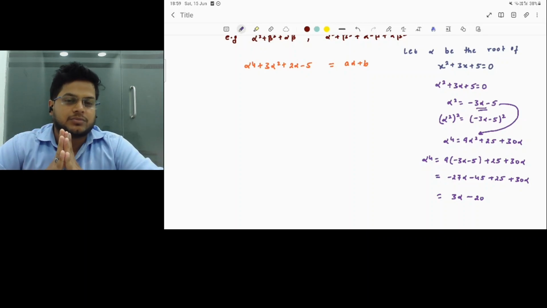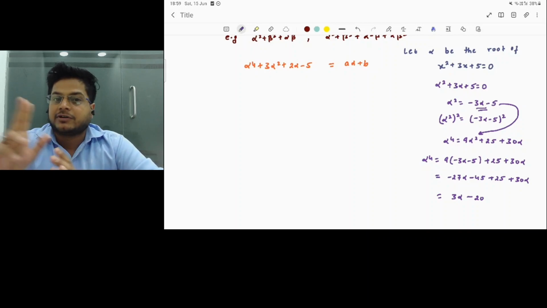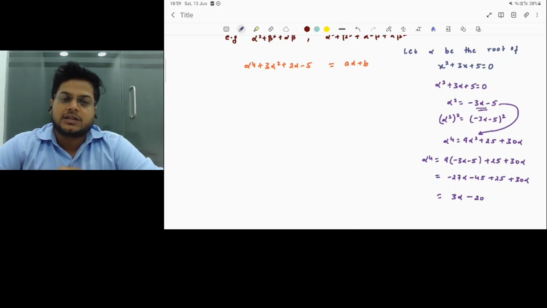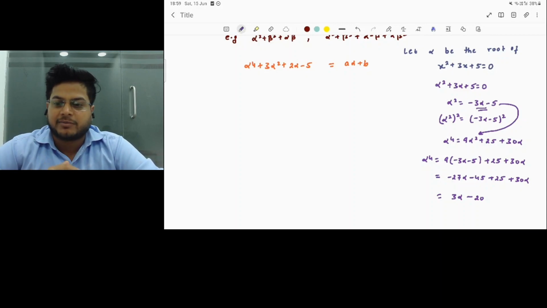See, the point here is simple. You got alpha square in terms of linear, isn't it? Now suppose you want alpha cube. What can you do? Multiply both the sides by alpha. So left side will be alpha cube, right side will be alpha square term, and some alpha and some constant. That alpha square again you replace with a linear, which is minus 3 alpha minus 5. And ultimately after all cancellations, you'll get a simple expression.